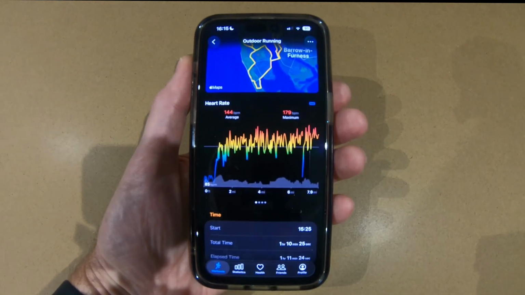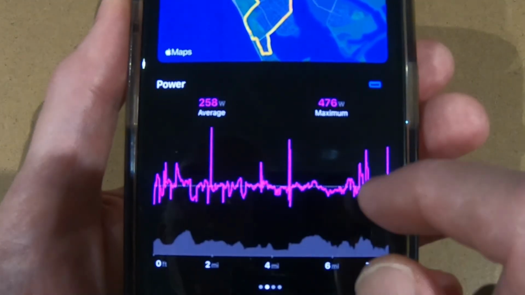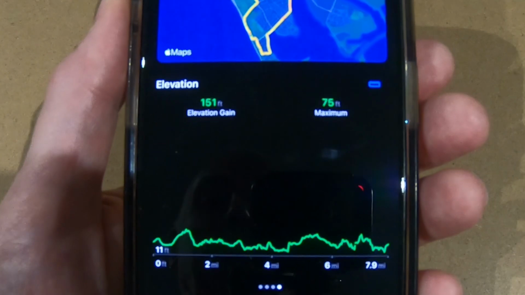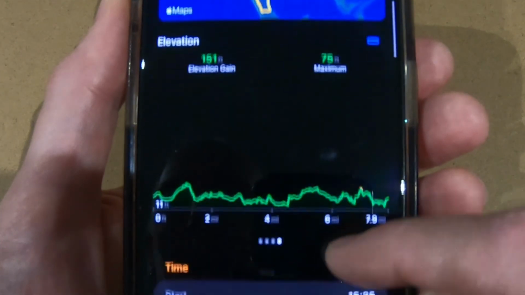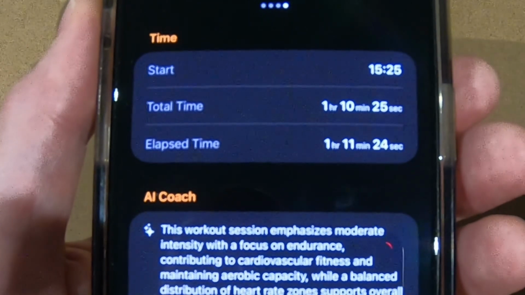Then you get a quick look at your heart rate, and you can scroll across to get your power reading, pace and elevation throughout the workout. Then as we go down, we get more and more data. So initially we get your time, your total time, your lapse time.